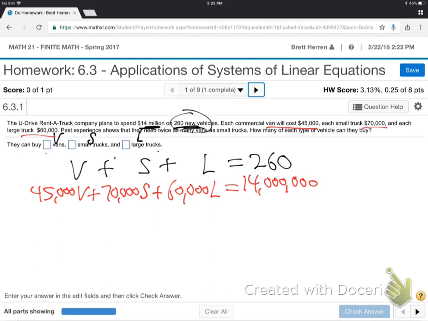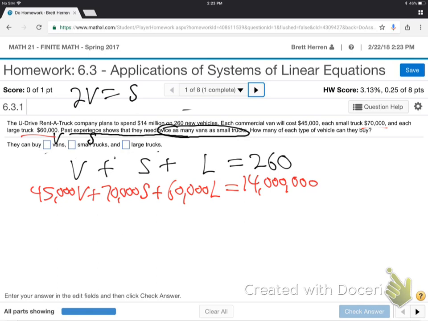What's our other equation? Do you see it? What else did they say? Past experience shows twice as many vans as small trucks. Twice as many vans as small trucks. Good question. I think so too. Twice as many vans as small trucks. What are we going to do with that? Twice as many vans as small trucks.